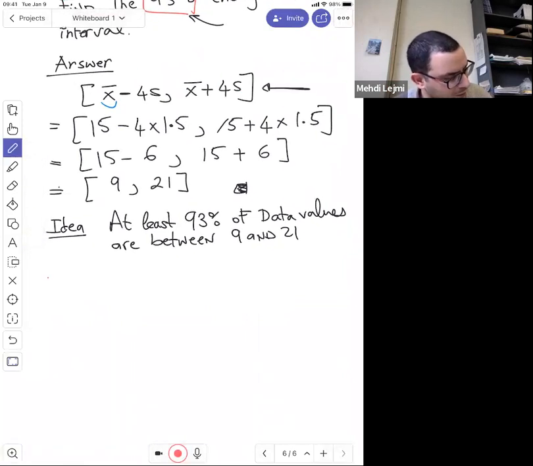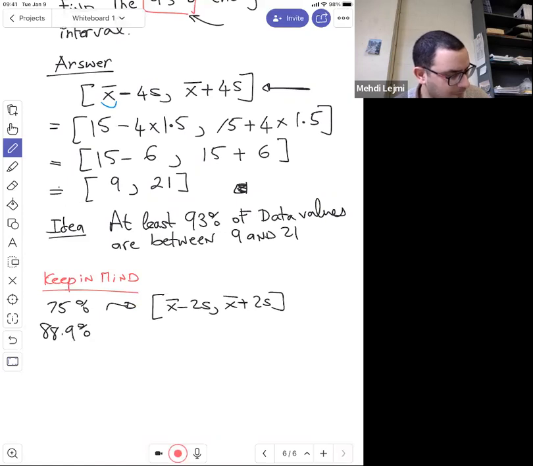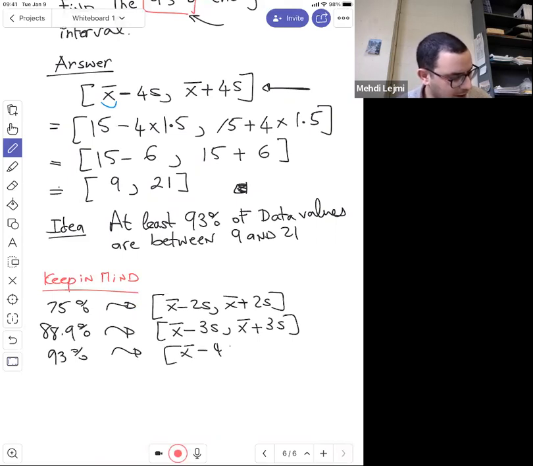So what you need to keep in mind: if you see 75%, then the interval you need to compute is x bar minus 2s, x bar plus 2s. If you see 88.9%, then the interval would be x bar minus 3s, x bar plus 3s. If you see 93%, then the interval would be x bar minus 4s, x bar plus 4s.